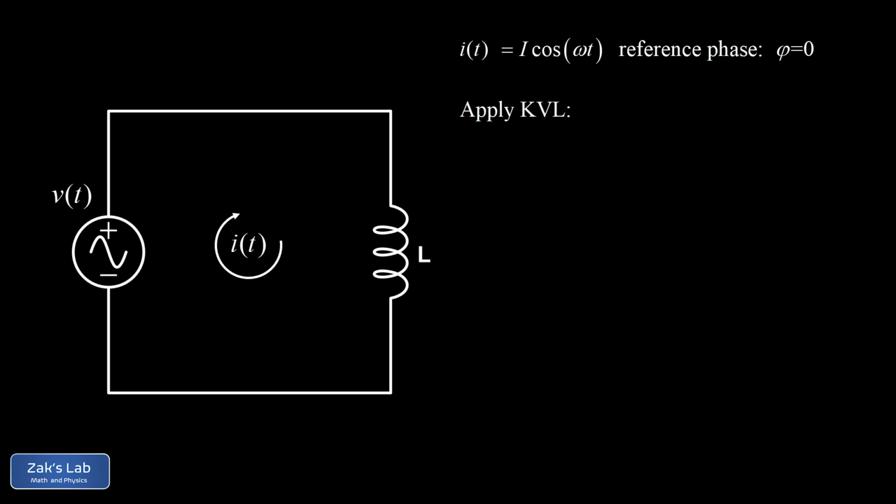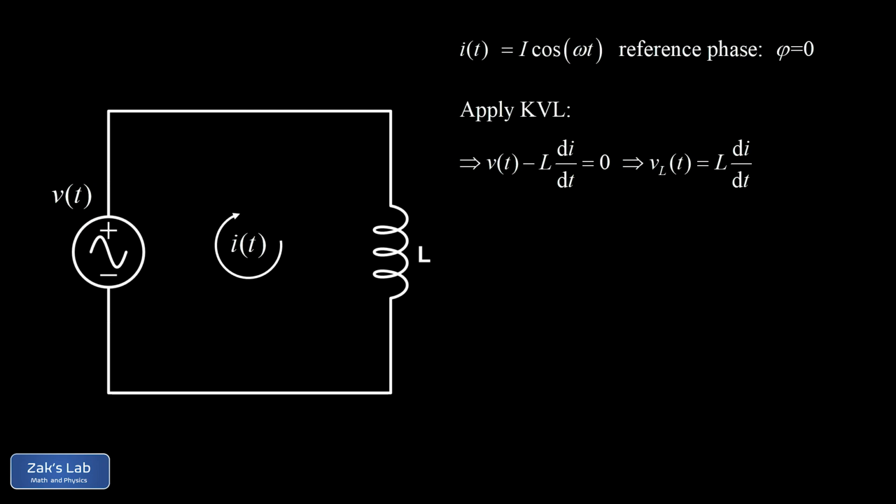Now we're going to apply Kirchhoff's voltage law, or KVL, to the circuit, and I'll do this in a clockwise loop. So we have a positive V of t minus L di/dt, that's the induced voltage across the inductor, and this is all equal to 0. Now the voltage across the power source is the voltage across the inductor. So the voltage drop across the inductor is equal to L di/dt.